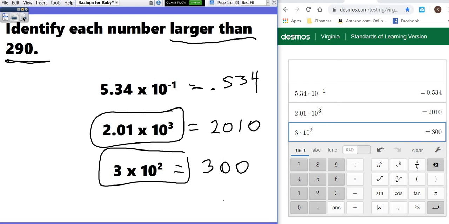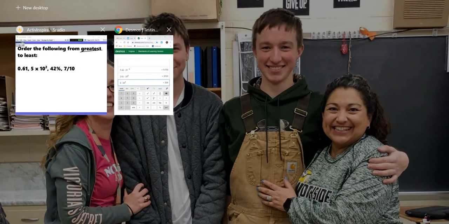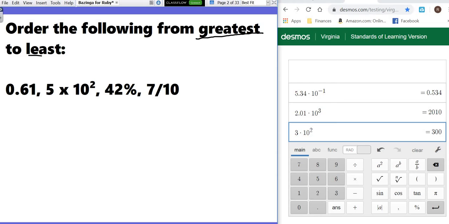Oops, I think I skipped one. Let me go back. All right. Order the following from greatest to least. That means we're starting big and going to small.